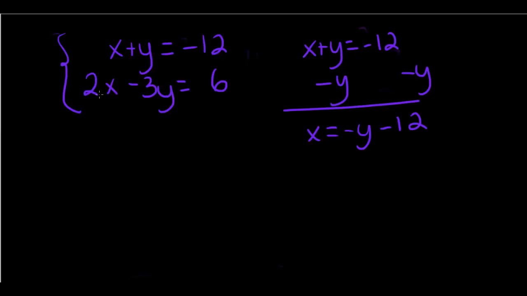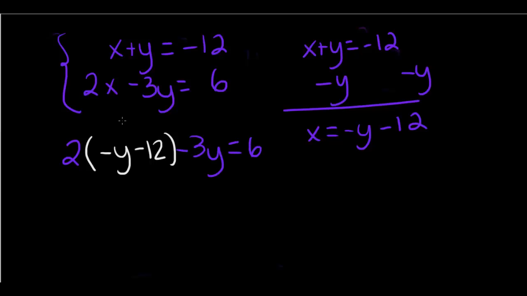Now that I have done this, I can go back to my system of linear equations and substitute x with -y minus 12. That's what I'm going to do. It's going to be 2 times (-y minus 12), and then minus 3y equals 6. If you notice, everything else stays the same. It's just that I'm replacing x with -y minus 12.